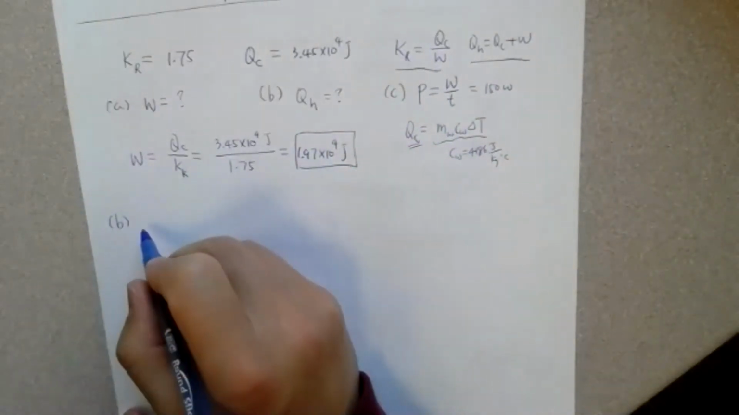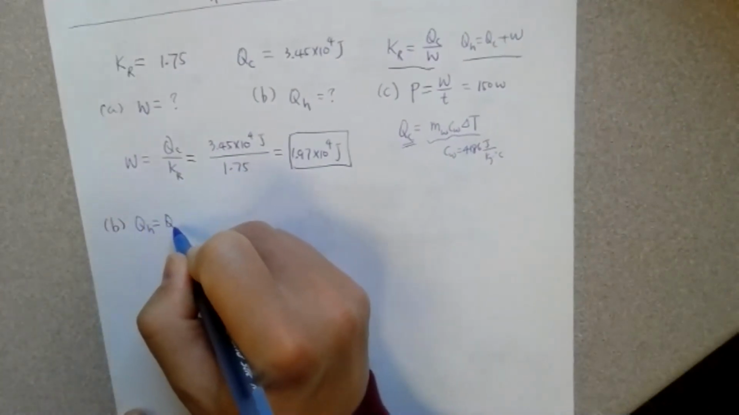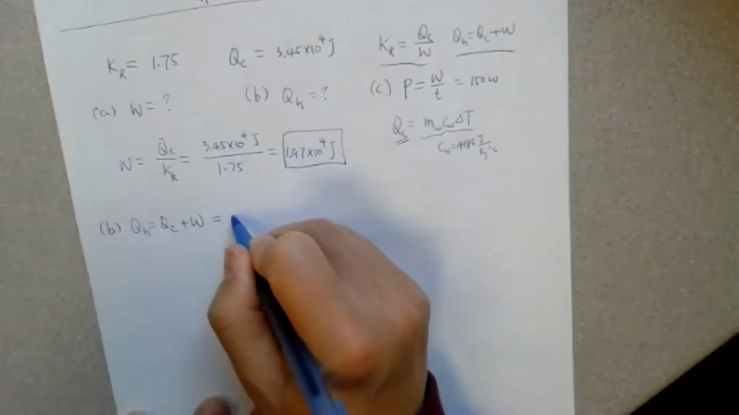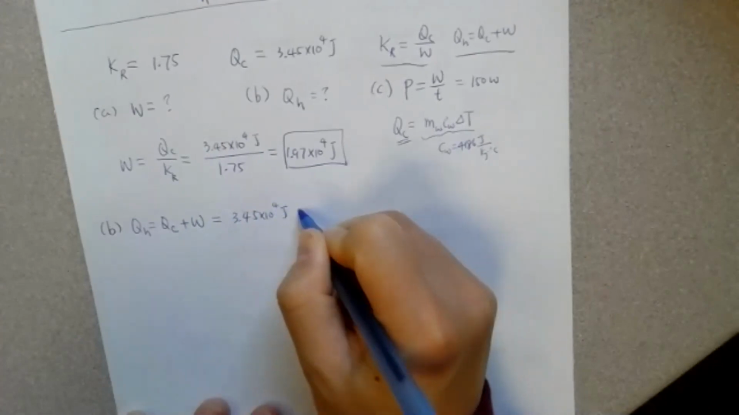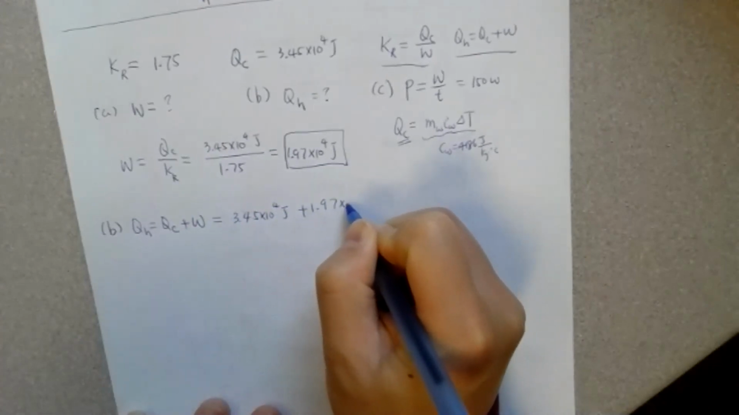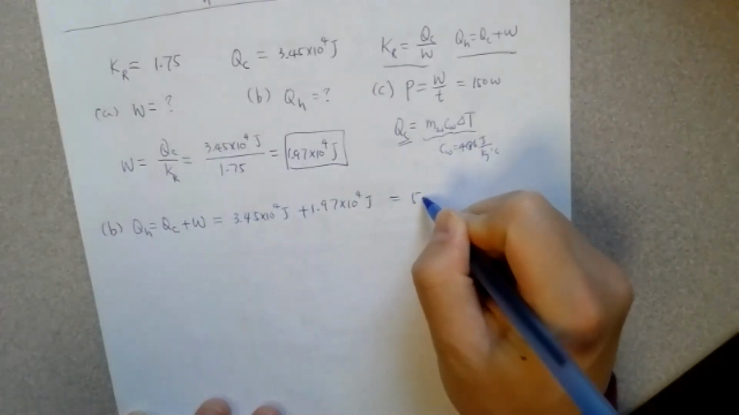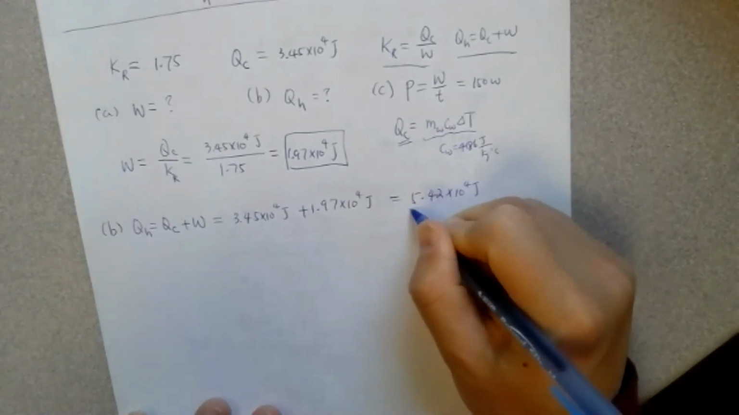Now for B, it should also be easy to calculate because QH is just equal to QC plus W. So 3.45 times 10 to the fourth plus 1.97 times 10 to the fourth. That will give you QH, which will be 5.42 times 10 to the fourth joules.